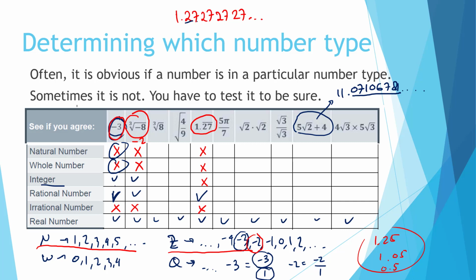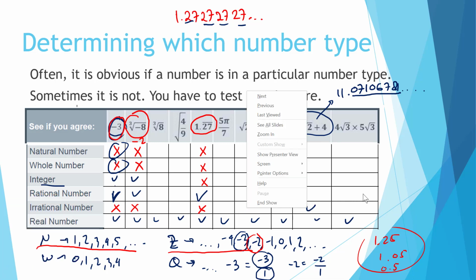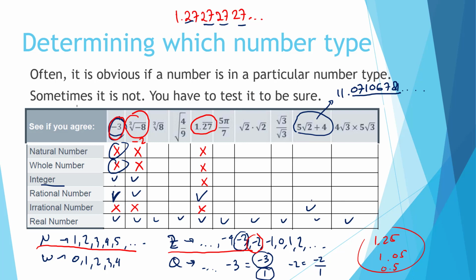Like this one has a flat pattern, 27, 27, 27, 27, repeated over and over again. But this one is not. 0710 6781, and so on, so on. It doesn't have any pattern in the decimal places. So this is an irrational number. If this is an irrational number, it means that it is not going to be rational, an integer, a whole number, or a natural number. This is the pattern that you need to understand.